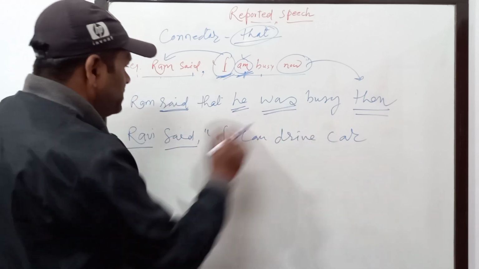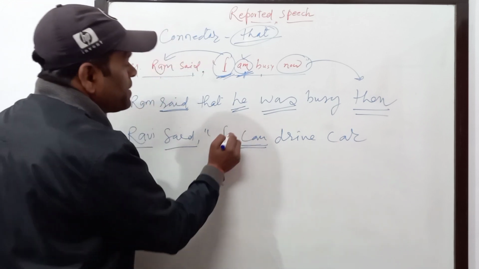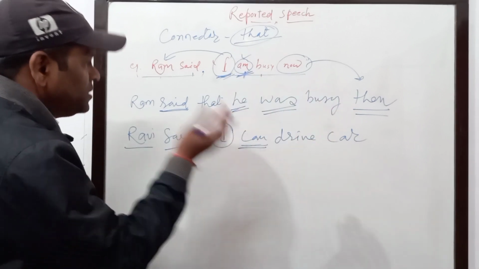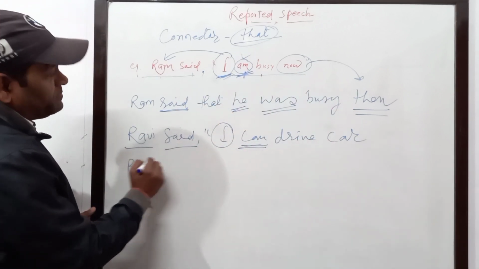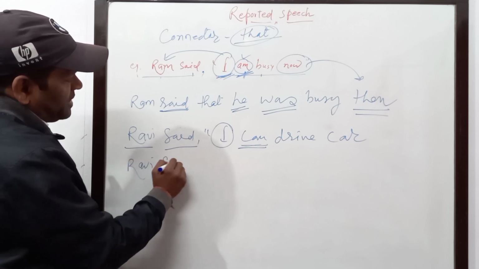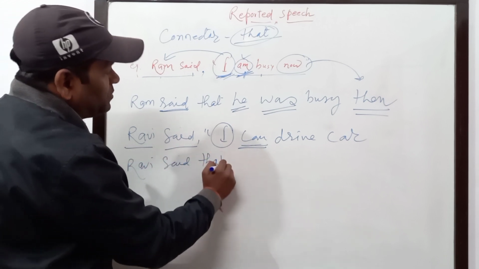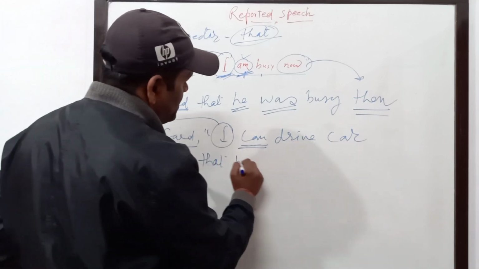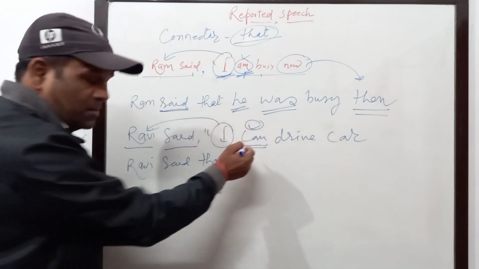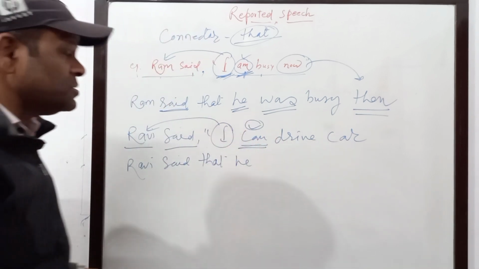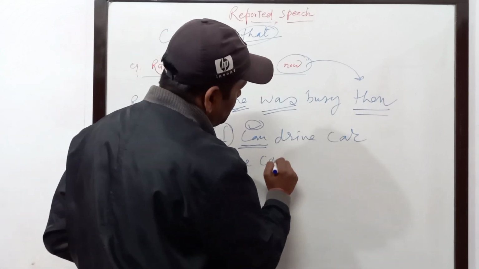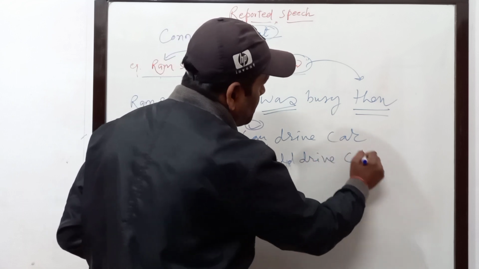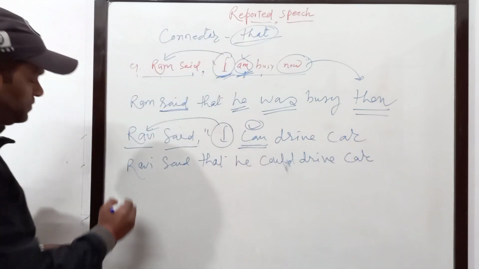So Ram said, I can drive a car. Now there you see the modal is used, can. The pronoun is there and there is no other word, the nearness to distance part is not there. So don't worry. Now there you see the change. Ravi said that, the connective. Who is I? That is Ravi, a boy. So that he can, that is the modal, the verb, is going to change into could. That he could drive car. Correct?